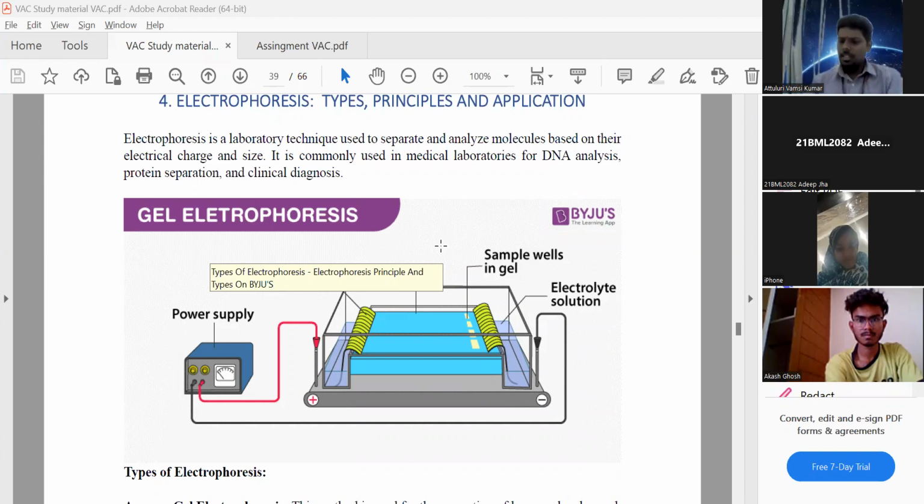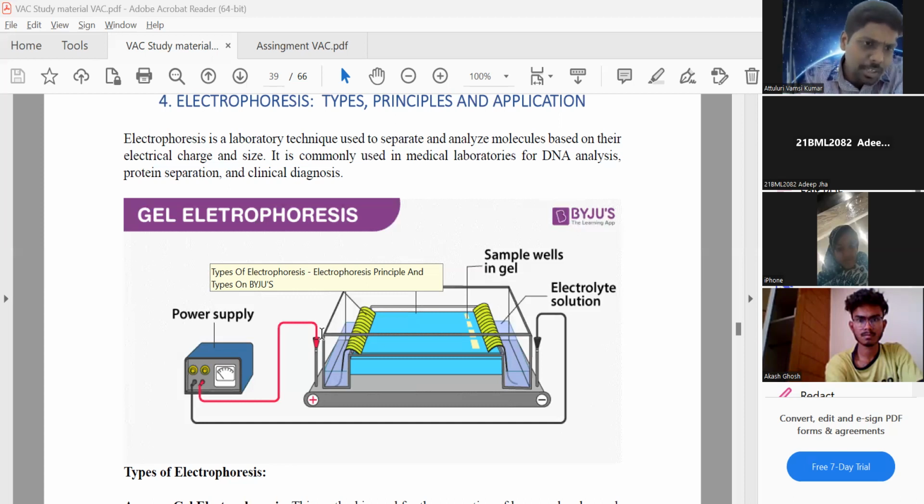And there is another modified gel electrophoresis called Southern blotting. Blotting means we can transfer the separated molecules from one gel to another. That is called blotting, and that is an advanced process. The blotting we will see later. Anyway, this is all about electrophoresis.